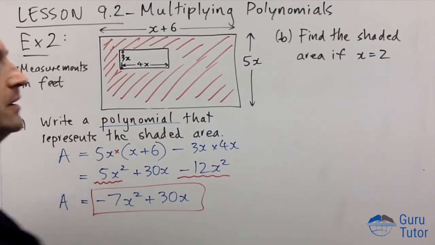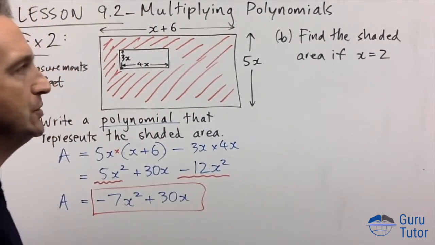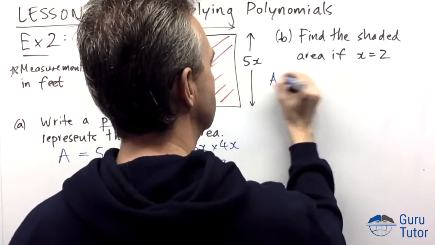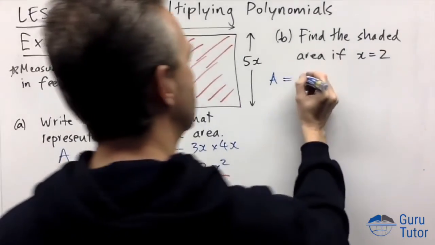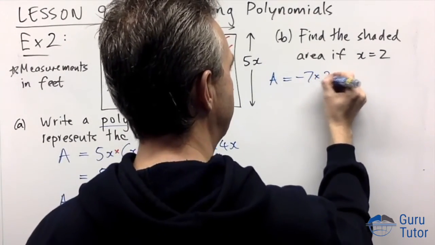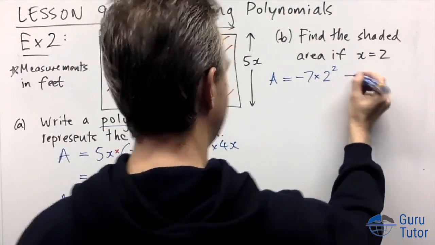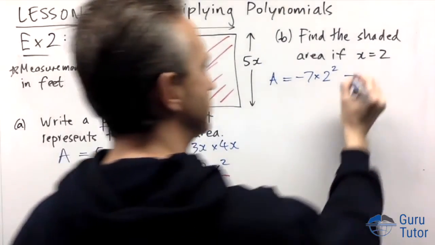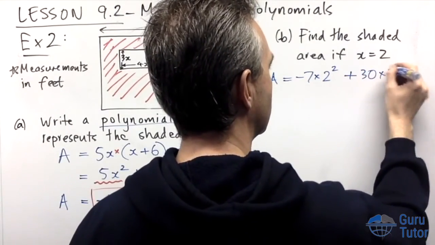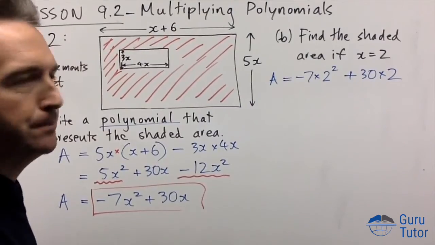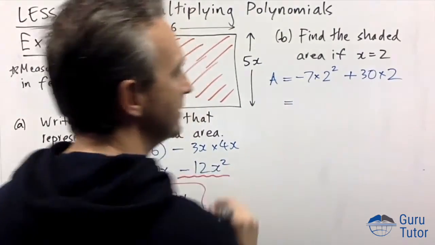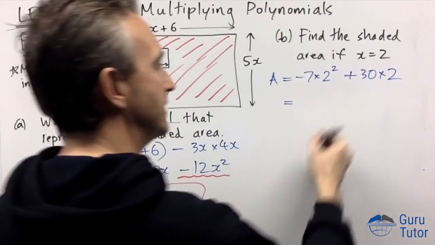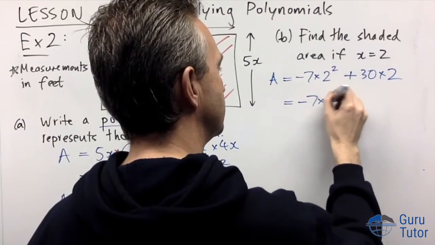And now what we're going to do is move along. What if we know that x equals 2? Well, let's put that in. We're just going to substitute x equals 2 into this expression. Minus 7 times x squared plus 30x. And now this is a BEDMAS problem, a PEMDAS problem. Order of operations, what do you do first? Exponents, minus 7 times 4.